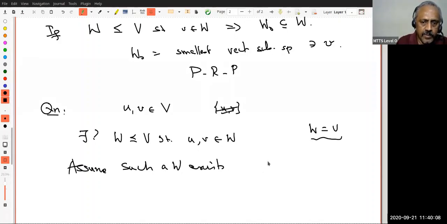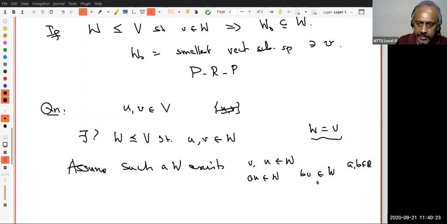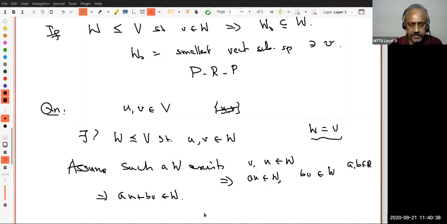Okay, then what do I know? u belongs to W and v belongs to W. Therefore, a u must be in W and b v must be in W for a and b scalars. And since a u is in W, b v is in W, and W is a vector space, the sum of these two vectors, namely a u plus b v, must also be in W. You follow that? So it implies this, and that in turn implies this.